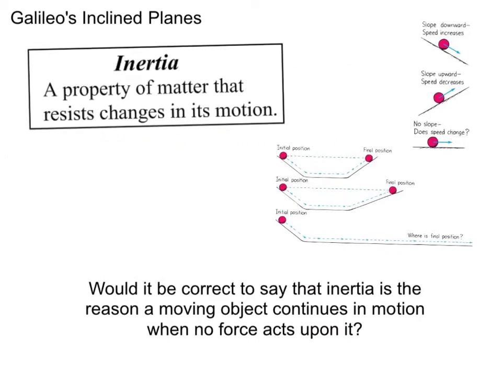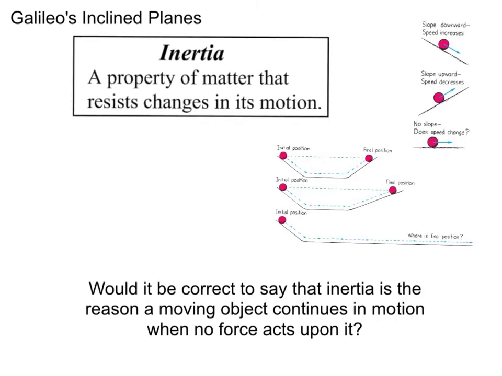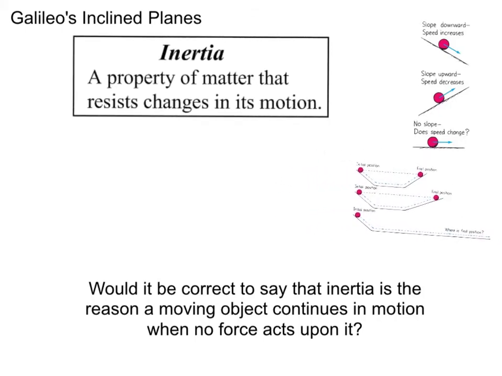So inertia is a property of matter that resists changes in motion. And what we find is that an object will continue to do whatever it's doing, moving at a constant speed or not moving at all, until something makes it change. So it was Galileo that first came up with this term inertia, which is the property of matter that resists change in motion. But it was Newton who put it all together into his three laws of motion.